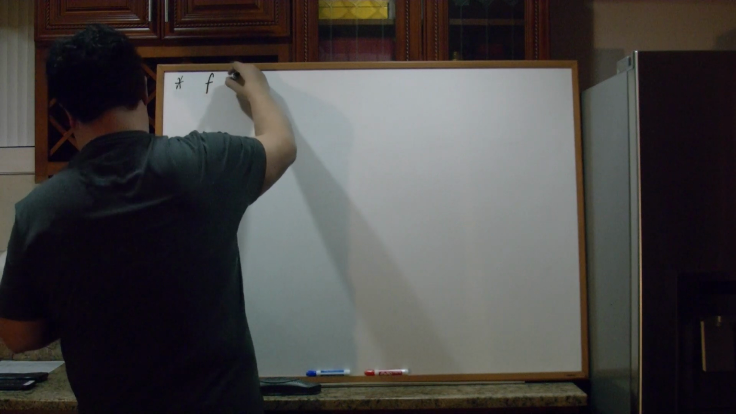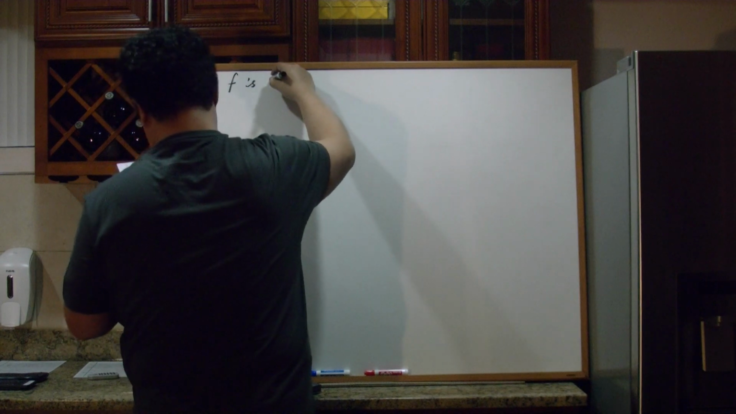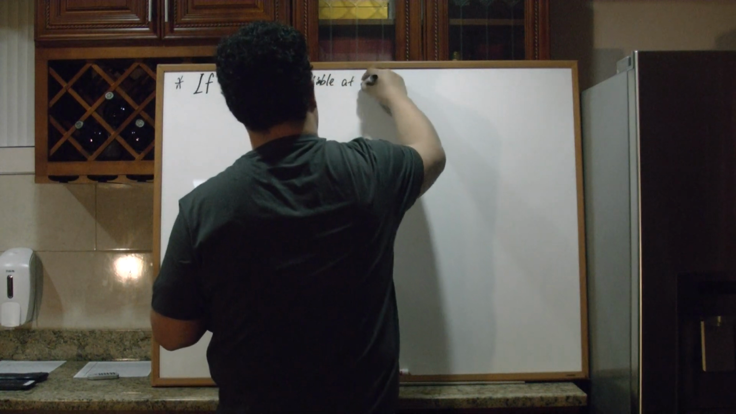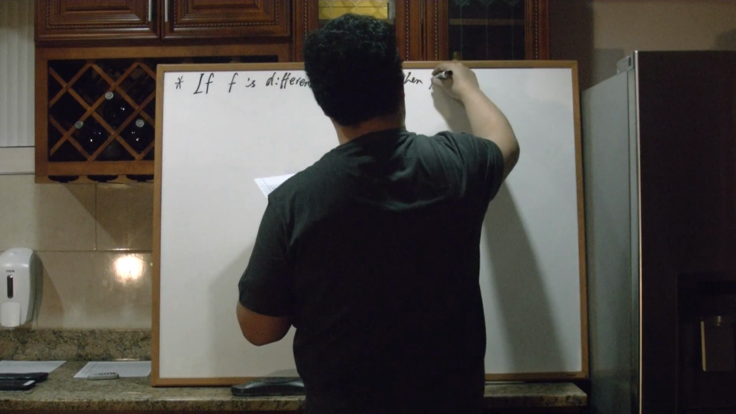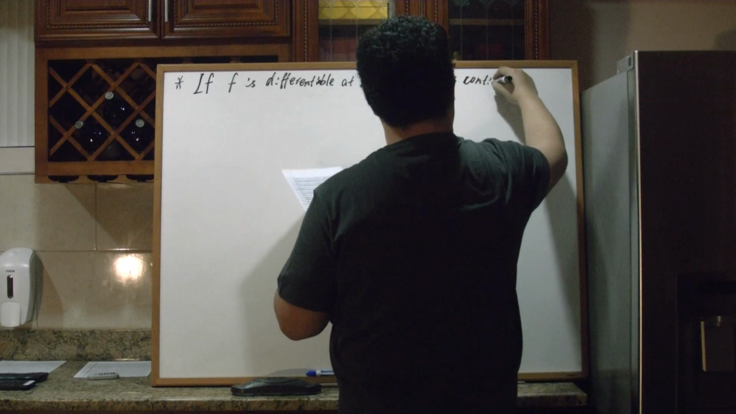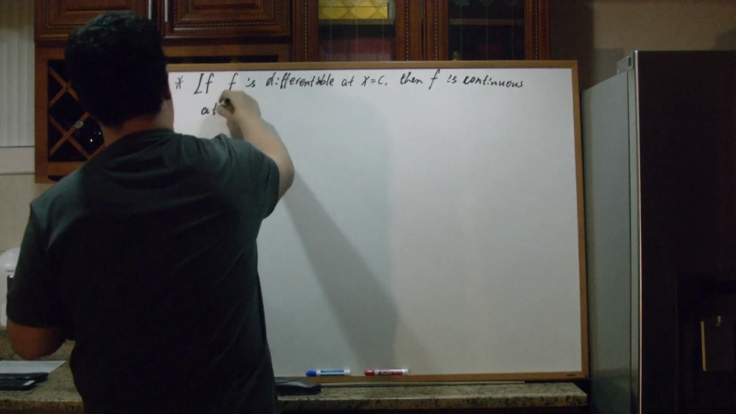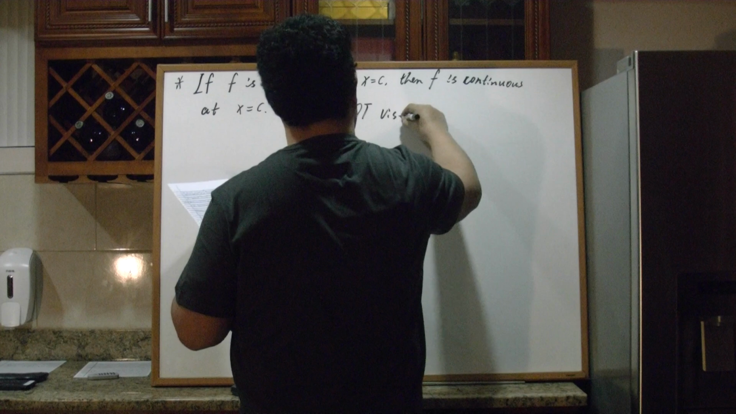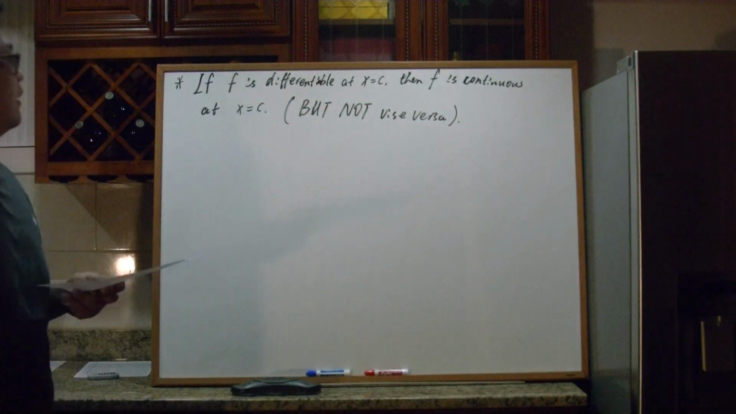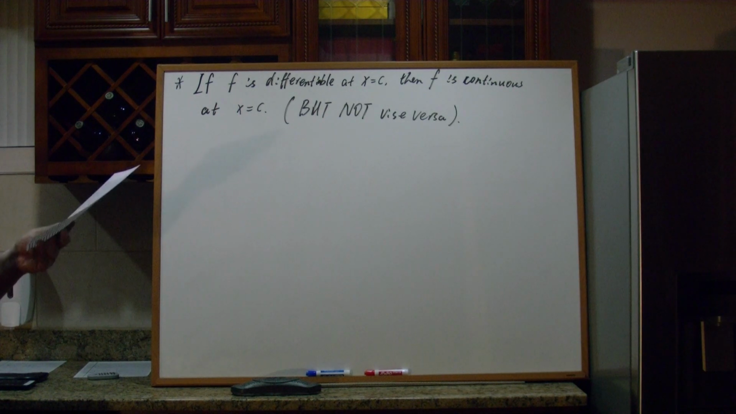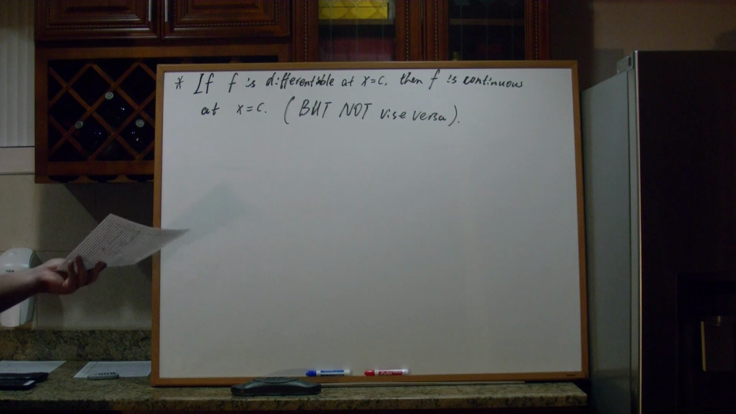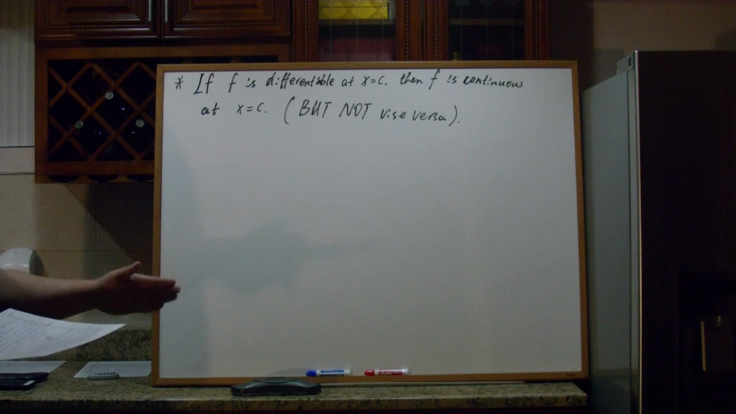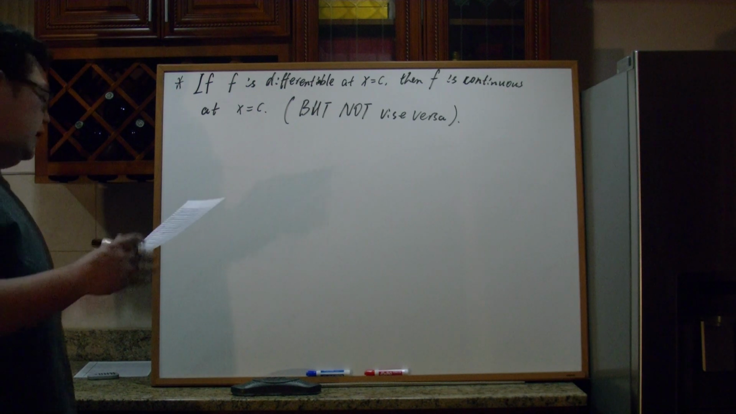Last important thing: if f is differentiable, then f is continuous. But not vice versa. That means if f is continuous, we cannot say f is differentiable. We can only say that if f is not continuous, then f is not differentiable. That's something about the logic.